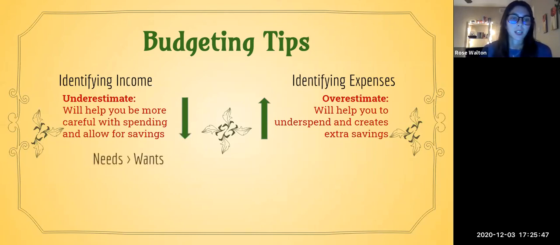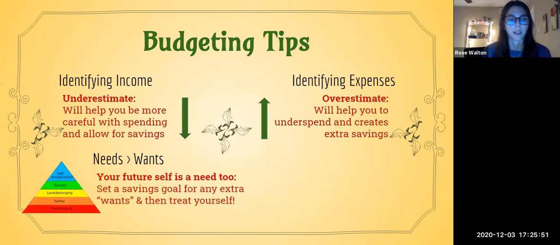And then an additional tip is going to be to prioritize your needs over your wants. And I'm going to put in the lovely Maslow's hierarchy right there. Just be sure that you are meeting your psychological safety needs before anything else. So that's your housing, that's your food, your clothing, anything that pretty much just gets you through day to day.